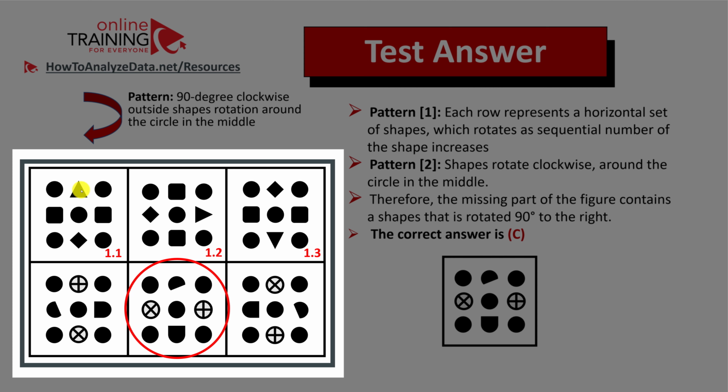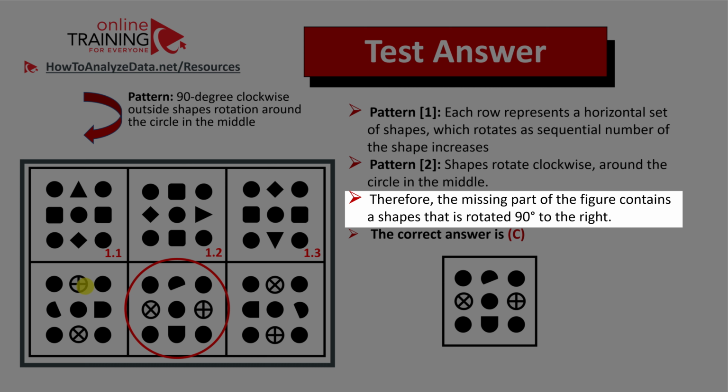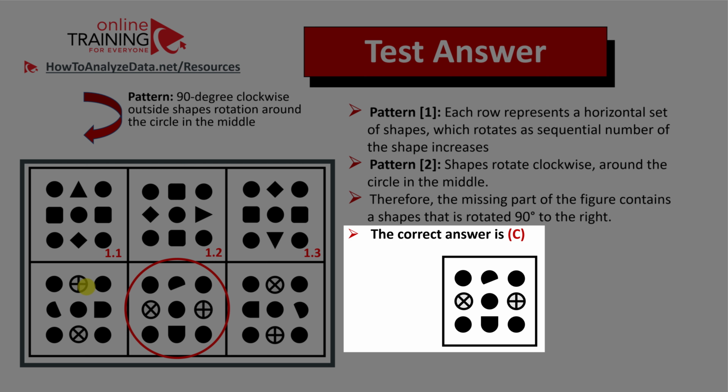Here, the triangle points to the top. In the next shape, the triangle rotates 90 degrees clockwise and points to the right. In the following shape, the triangle rotates another 90 degrees and points to the bottom. A very similar pattern will exist here in the bottom row. Therefore, the missing part of the figure contains the shapes that rotate 90 degrees to the right. So the correct answer here is choice C.